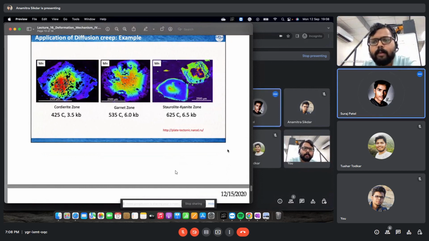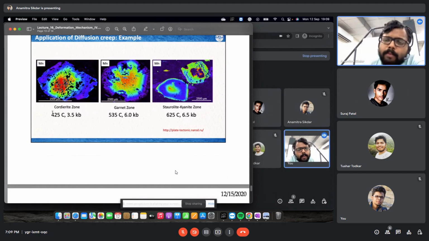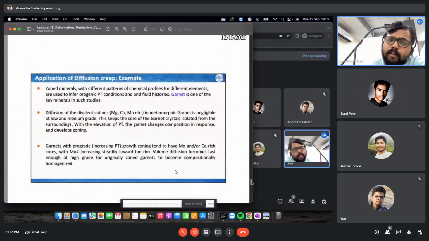I have one question. Why does the presence of partial fluid reduce the effective confining pressure? Why does the presence of partial melt increase the effective pressure?